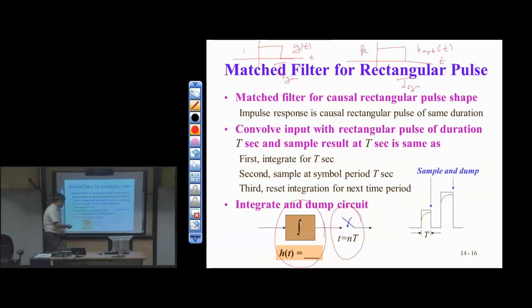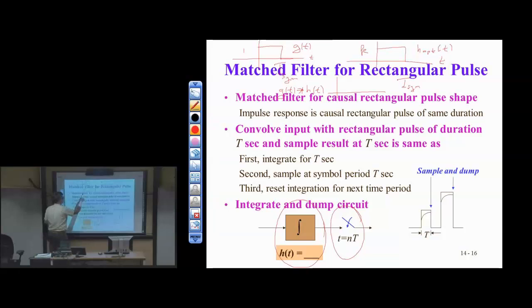Normally this matched filter would be a rectangular pulse. So what happens if I convolve a rectangular pulse with itself, if I convolve g of t with h of t, where the rectangular pulse is the impulse response for the matched filter? What's the result of convolving the two rectangular pulses? A triangle. How wide is that triangle? Twice as long. And is it causal or not? Yes, I'm convolving two causal signals, g of t and h opt of t.